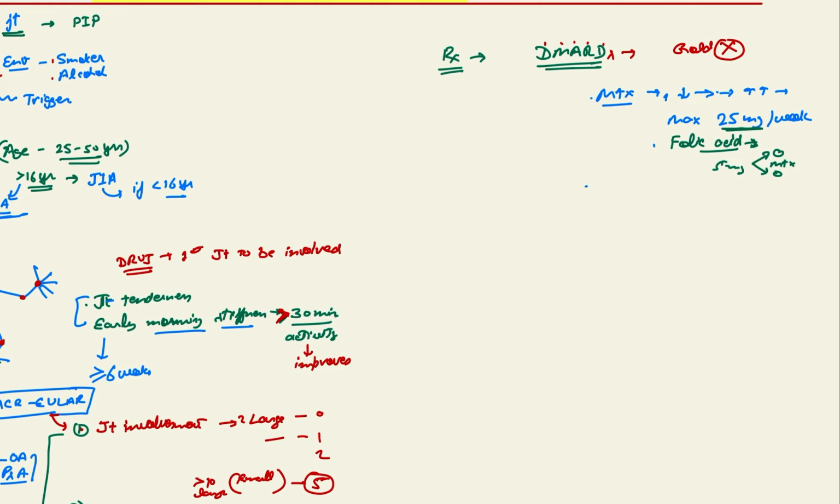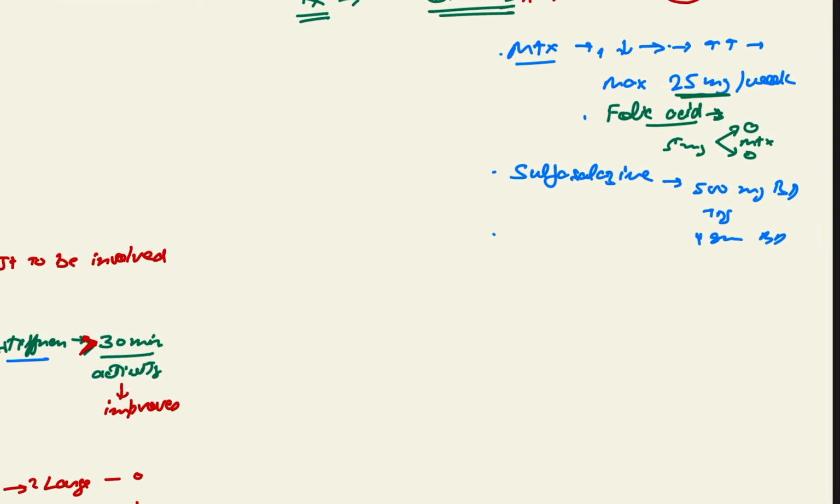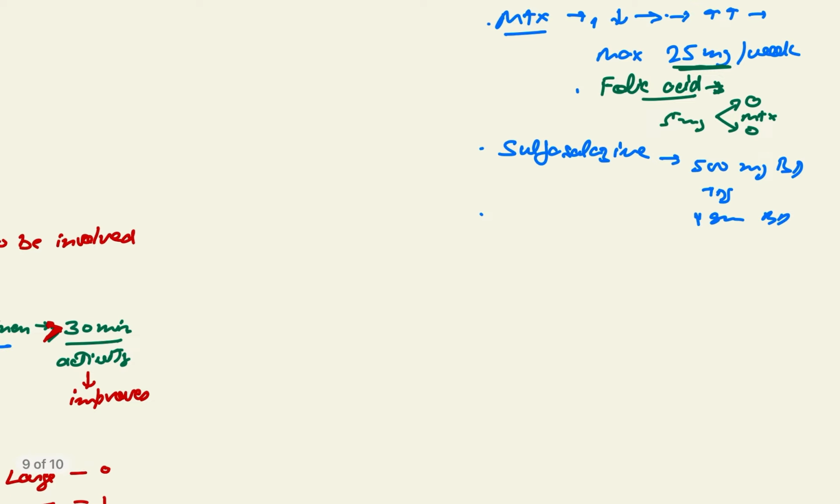The second DMARD is sulfasalazine. The dose of sulfasalazine is 500 milligrams. We can give it BD, we can give it TDS, or we can give about 1 gram BD also, right? Next, after sulfasalazine, comes leflunomide.